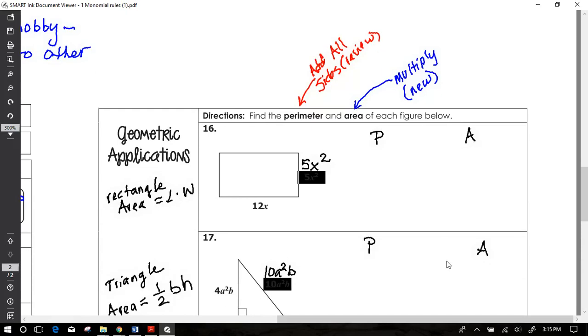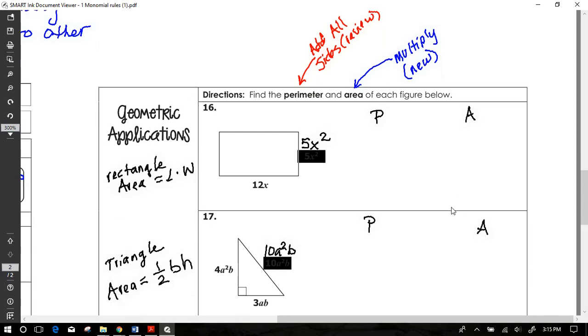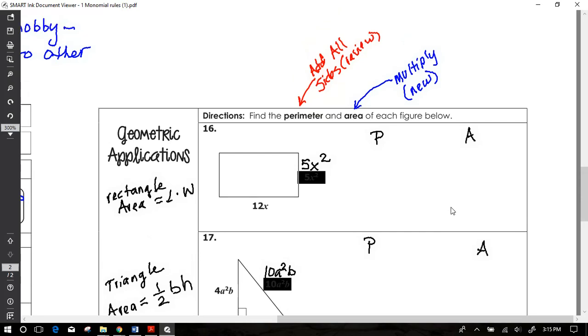Okay? Now on your paper, hopefully these black boxes that you see printed better on your paper than they did for my digital copy. But we just have 5 more to do, okay? We are going to do some review and some that's new.